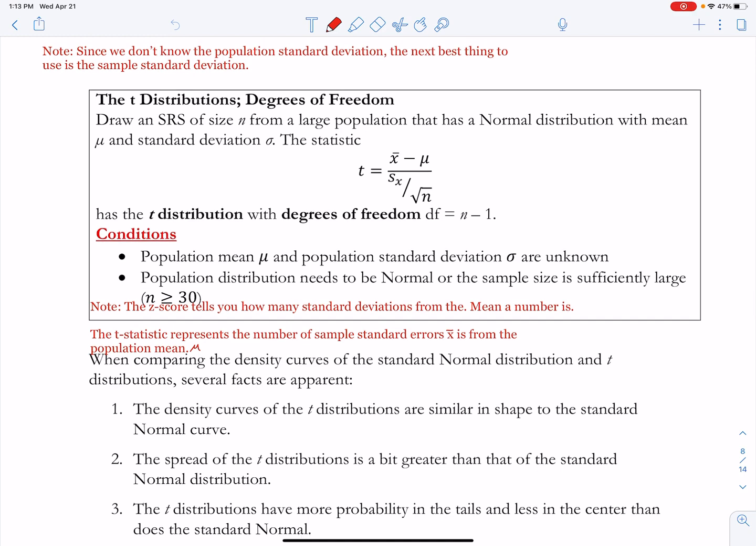It says, since we don't know the population standard deviation, then the next best thing is to use the sample standard deviation. And we can use that because if you recall, your sample should be a reflection or a good representation of what your population means as a whole. And also, if you remember, the smaller the sample, the greater your margin of error is going to be, and vice versa, the greater your sample, the smaller your margin of error is likely to be.